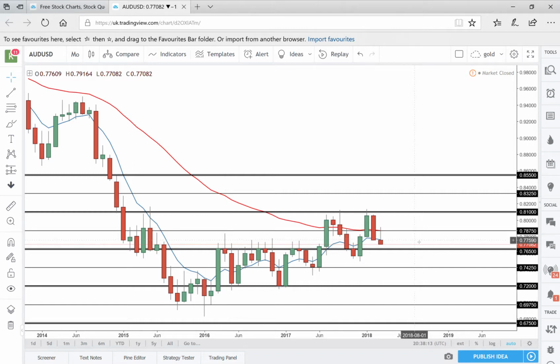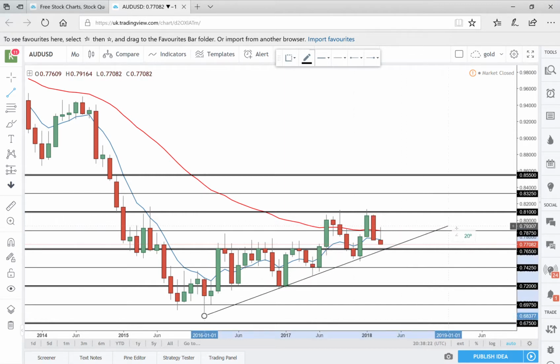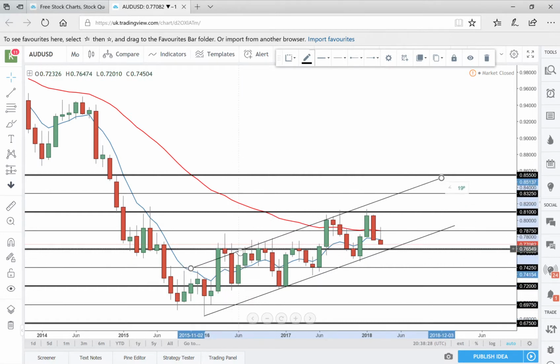Okay, so we've got Aussie dollar here on the monthly time frame. We've been following this uptrend here, where we call it more of a channel actually, and last month closed as a bearish Marubozu off monthly resistance. So we did expect this month to be a downside move.